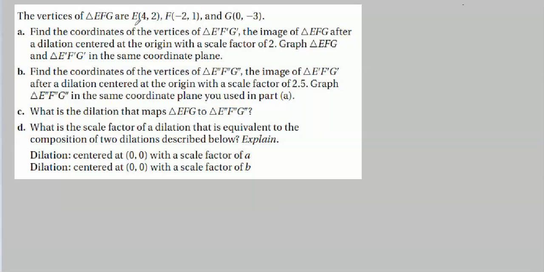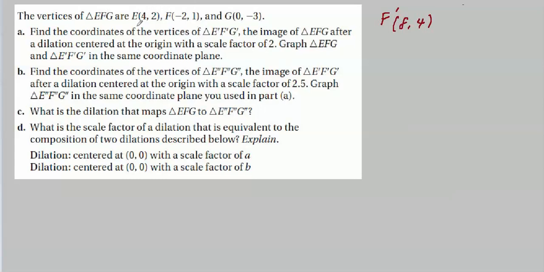First we have to find the coordinates of the vertices of our image after a dilation with a scale factor of 2, and the dilation is centered at the origin, which makes everything much easier. So F prime is going to be 8, 4, because when the dilation is centered at the origin, all we have to do is just multiply our coordinates by 2, piece by piece. Multiply the x coordinate by 2 and the y coordinate by 2.